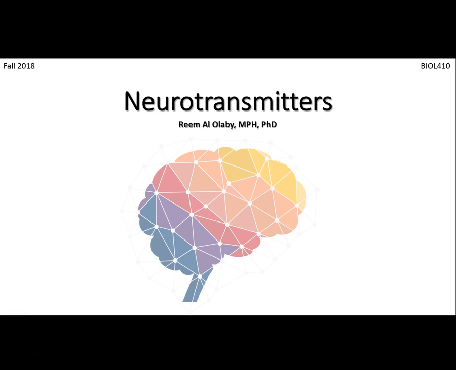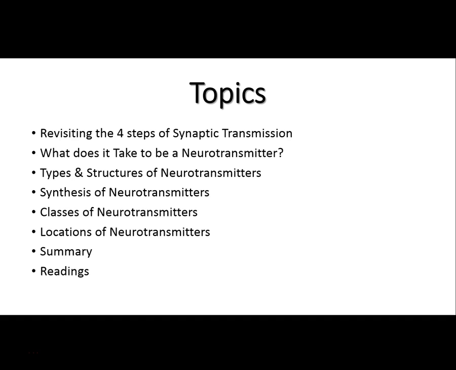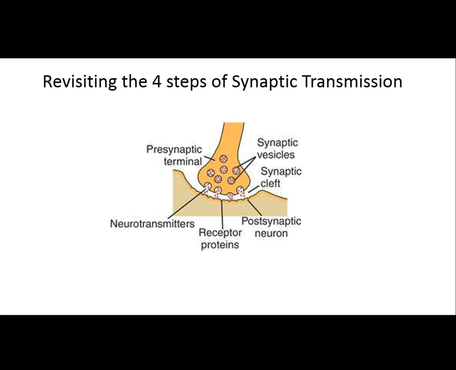In this session we're going to learn more about the neurotransmitters. We're going to revisit the 4 steps of the synaptic transmission and then see what it takes to be a neurotransmitter, which is a great position. If we consider the brain a company, neurotransmitters are considered up there. Then we'll look at the different types and structures of neurotransmitters, the synthesis, the classes, and the location. Then I'm going to tell you the specific readings that you will need to focus on. So let's start by revisiting the 4 steps.